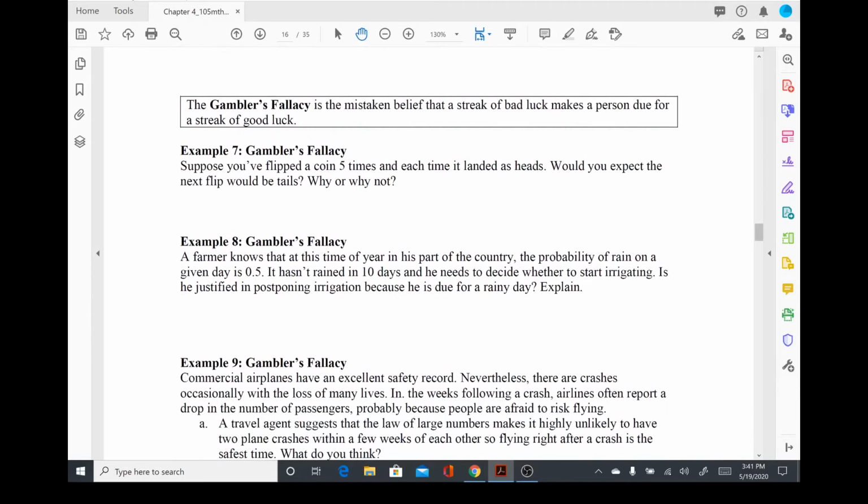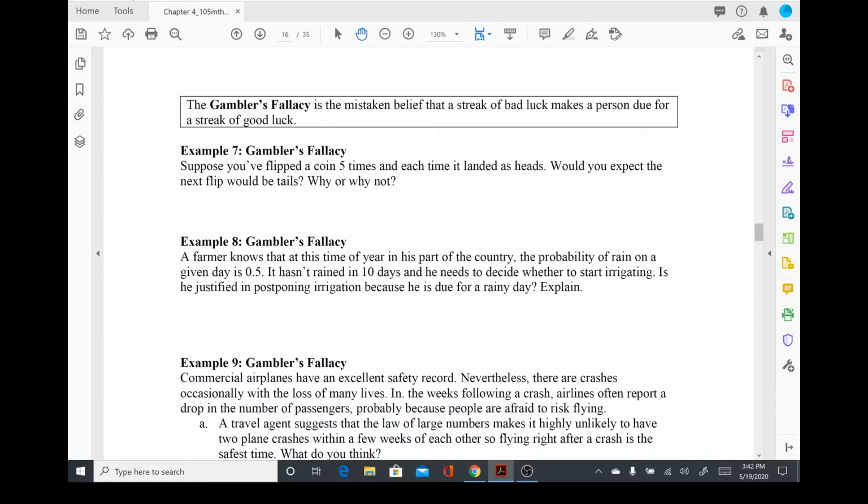It's about blackjack. This is one of our last topics, the gambler's fallacy. It is the mistaken belief that a streak of bad luck makes a person due for a streak of good luck. And in chapter 1, we were talking about all sorts of fallacies that existed, like the straw person argument. This fallacy is very specific to gambling or to luck. For instance, in example 7, suppose you flipped a coin 5 times and each time it lands as heads. Would you expect the next flip to be tails?